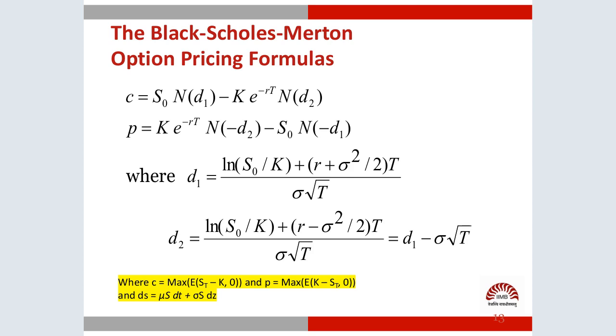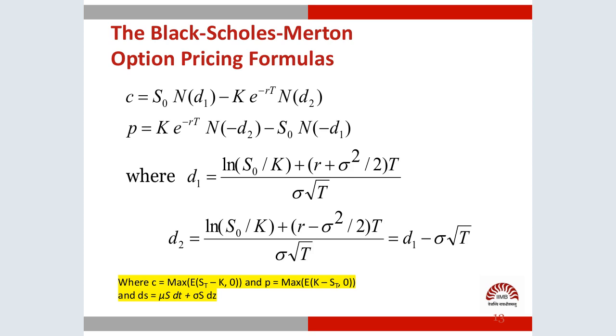What is d1? You can see down there what d1 is. d1 is a combination of again the 5 terms: spot, strike, interest rate, time to maturity, and volatility. S0 is the spot, K is the strike, R is the interest rate, sigma squared is volatility, T is time. If I know these 5 variables, I can compute d1, which is a numerical value based on this. Similarly, I can compute d2, which is also a function of that. d2 can be simplified to d1 minus sigma root T.